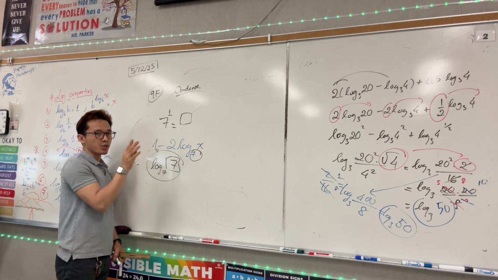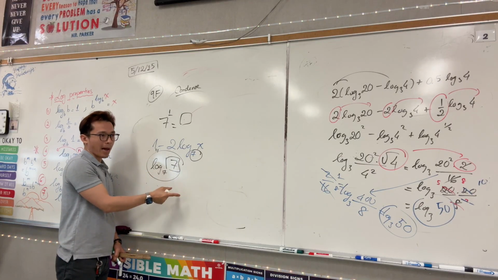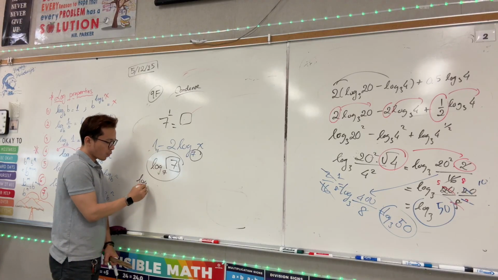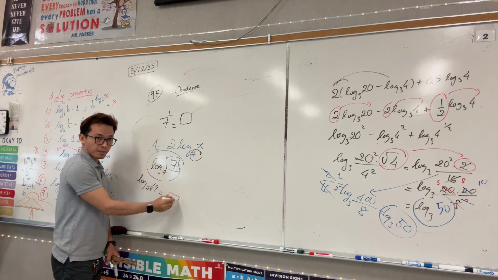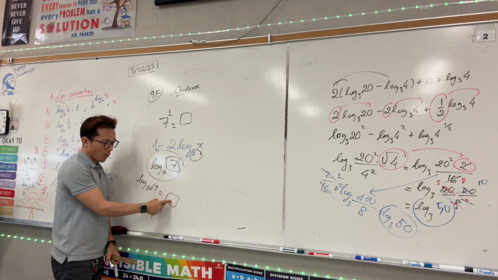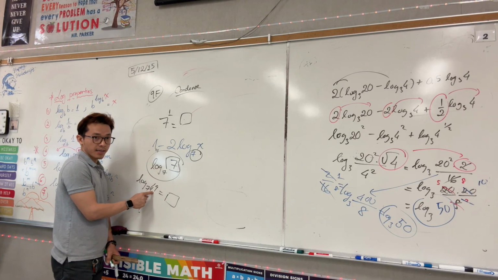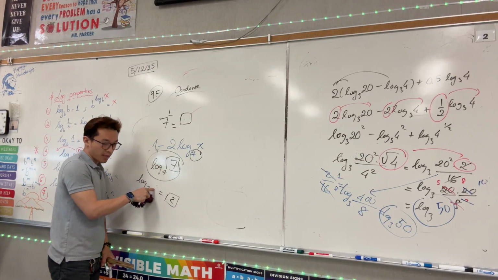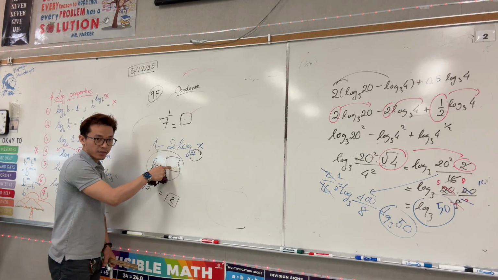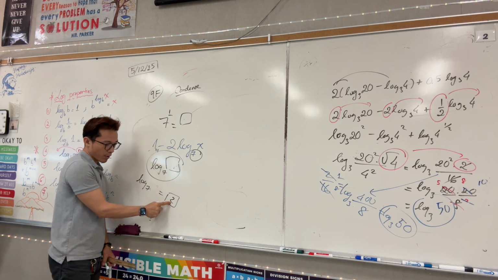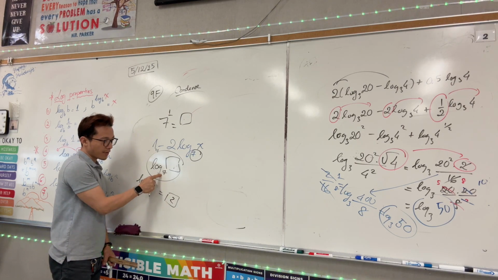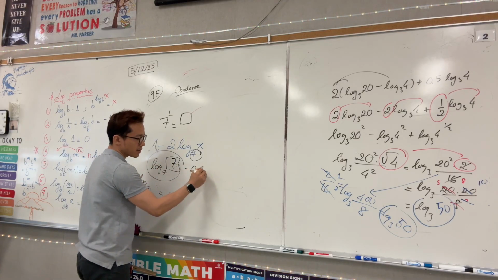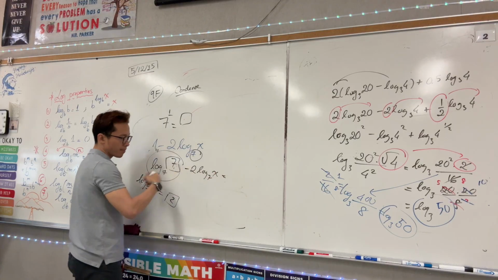You take the power. You don't ask yourself, 7 to what power is 1? No, that's another way. That is when they give you something like 7 to what power is 49? That's a different thing, and then the answer is 2. But this one is different. You're looking for this number here. So 7 to the power 2 is 49. 7 to the power 1 is 7. Okay, and now they have the same log and base. You can combine them.